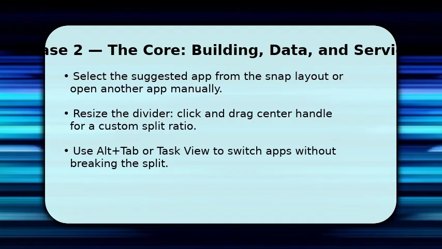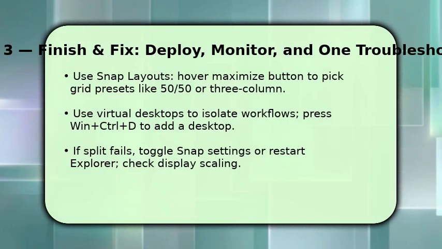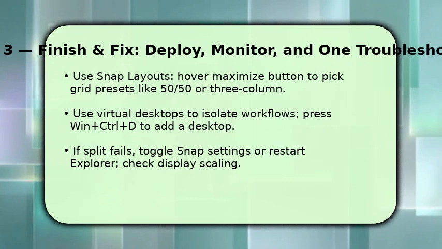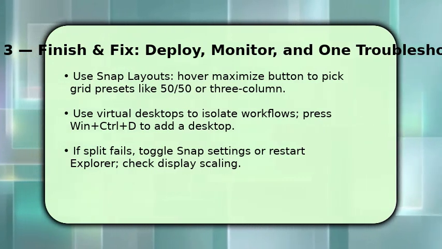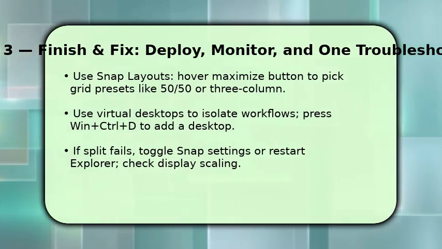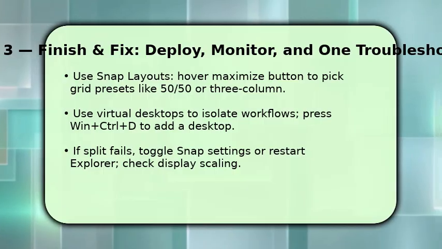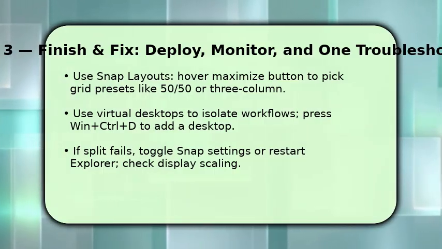Finish by using Snap layouts for more complex grids. Hover the Maximize button and pick a preset like 2-column, 3-column, or quarter tiles, then assign apps. You can also move splits between virtual desktops with Win plus Control plus left or right.